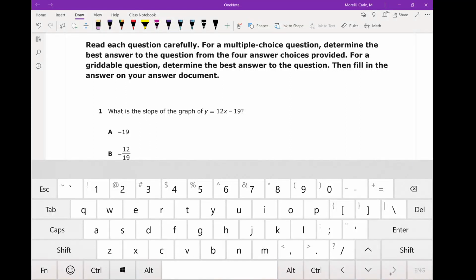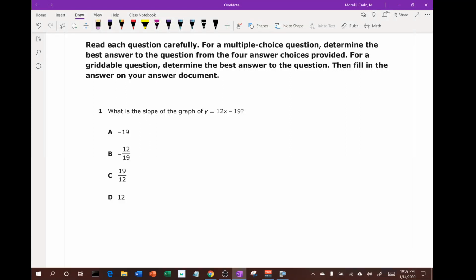Welcome, friends, to this recording where we will solve problem number 1 from the 2019 Algebra 1 STAAR test. In this problem, we are asked, what is the slope of the graph of y equals 12x minus 19?